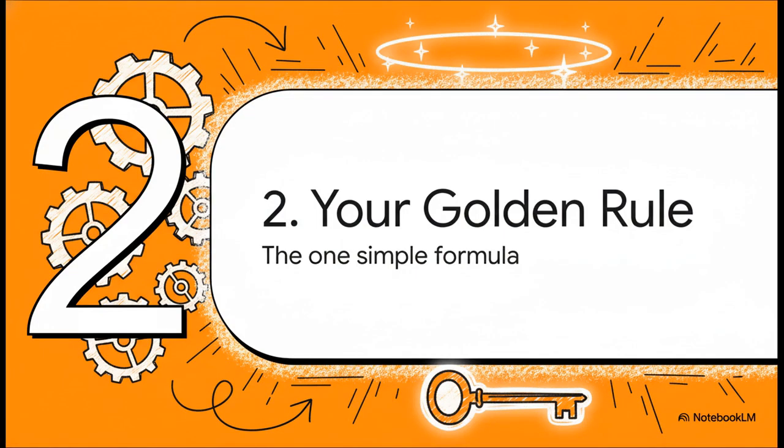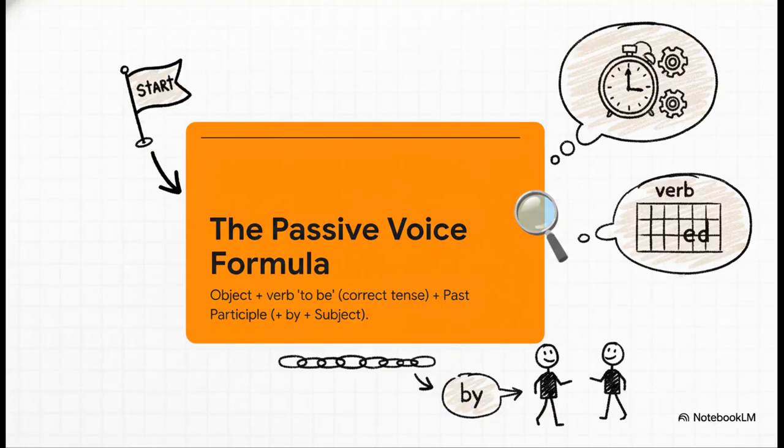All right, let's get to the good stuff, your secret weapon. There is one simple golden rule, a single formula that basically unlocks the entire passive voice. Seriously, forget everything else you've heard for just a minute and focus on this. And there it is. This slide has the entire cheat code on it. The formula is this. You take the object of the sentence, you add the verb to be in whatever the correct tense is, and that's the key part, and then you follow it with the past participle. That's it. Let's see what that actually looks like.